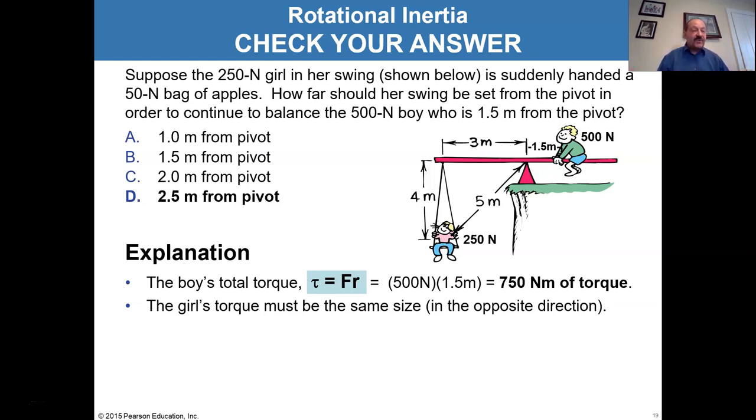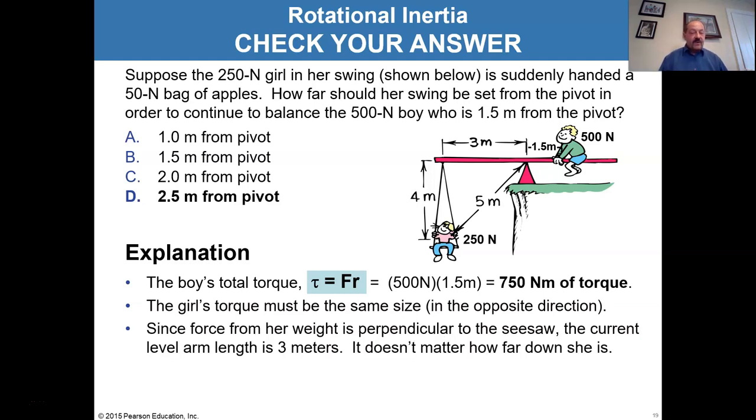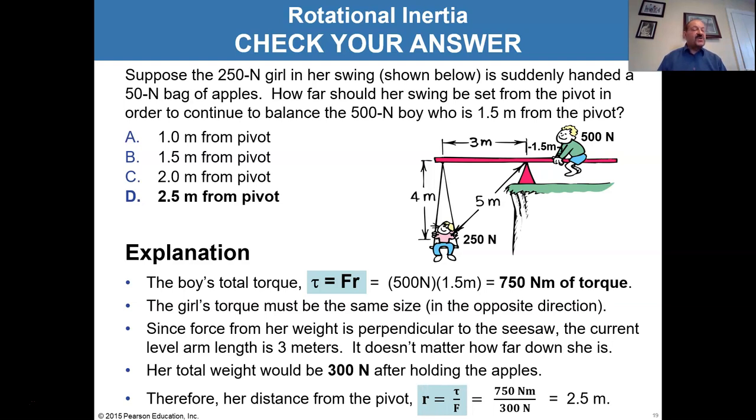She was given a bag of apples that has a weight of 50 newtons. She doesn't weigh 250 newtons anymore. She weighs 300 newtons. So she's now 300 newtons, and 3 meters is too far away. It will give too much torque. 3 meters times 300 newtons is 900 newton meters of torque. She only wants 750. So 750 divided by the 300 that she is will tell you the distance that will work. So we divide newton meters by just her new newtons, and we get 2.5 meters. In other words, she has to scoot in another half meter so that she's balanced him.